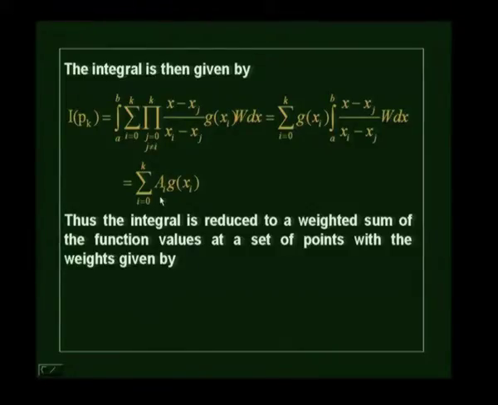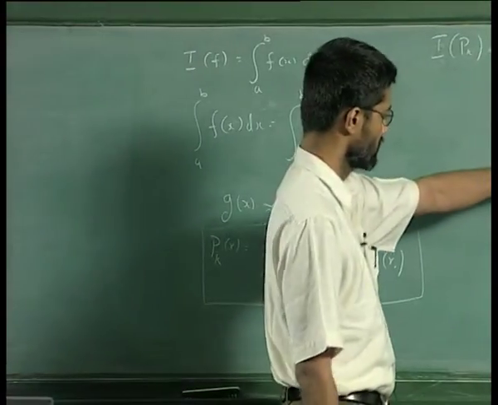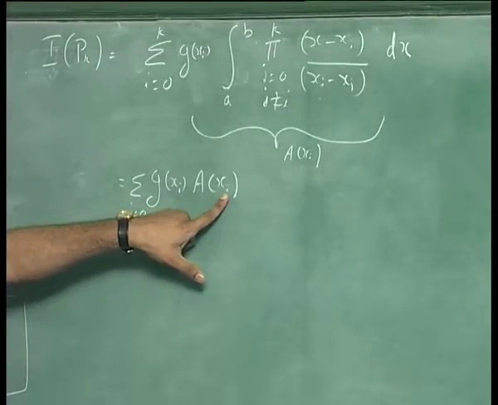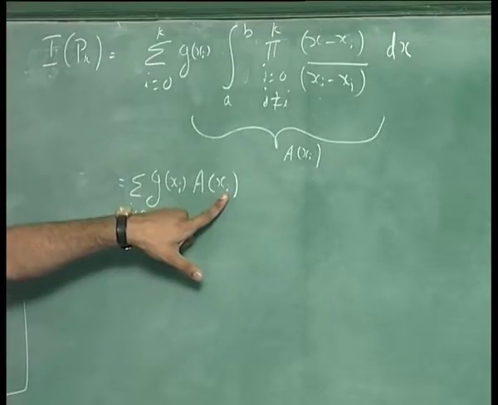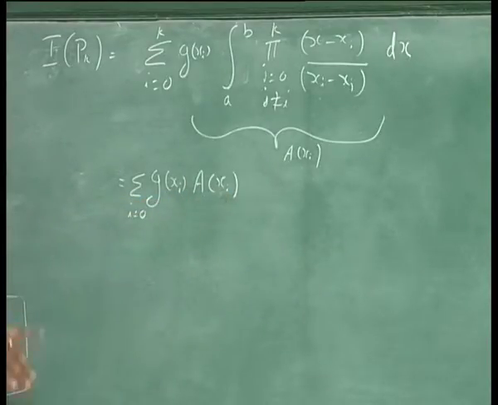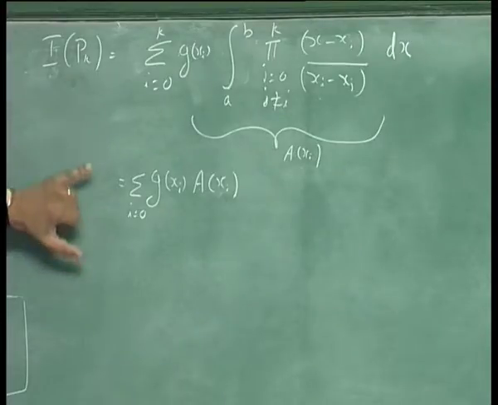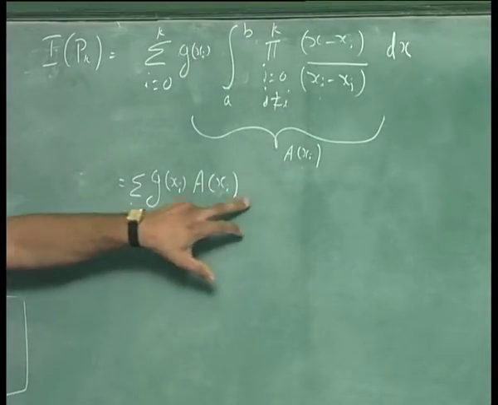So, the two things, one is that we should be able to choose our points xi's, okay, such that we have error of the order 2k plus 1. We should be able to choose these points such that the error is of the order 2k plus 1 when we construct a polynomial of order k. Okay. And then we should also be able to compute a of xi.